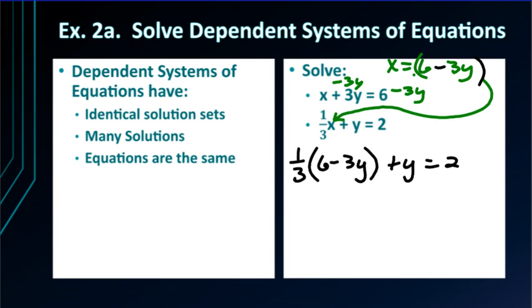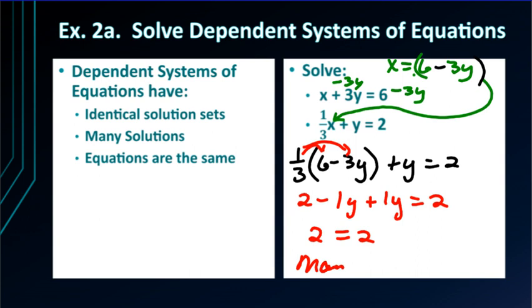And now I can distribute. So 1/3 of 6 is 2, and 1/3 times 3y is 1y, so I have 2 minus 1y plus 1y equals 2. Negative 1y plus 1y is 0, so I'm left with 2 equals 2. 2 does equal 2. Since both sides are equal to each other, this should be many solutions.